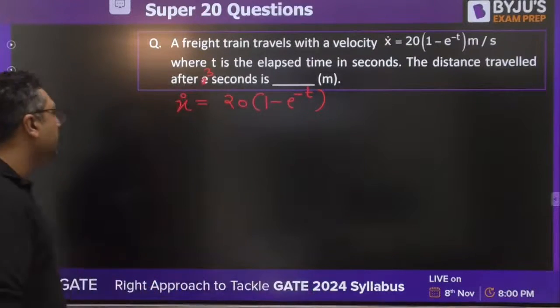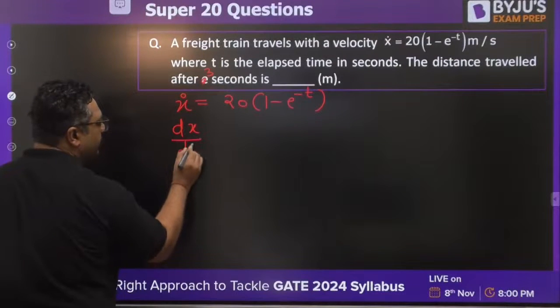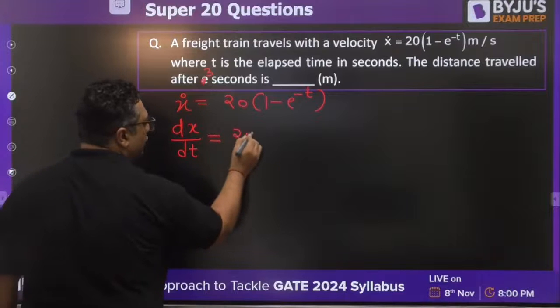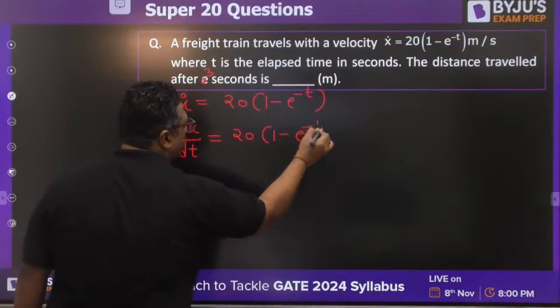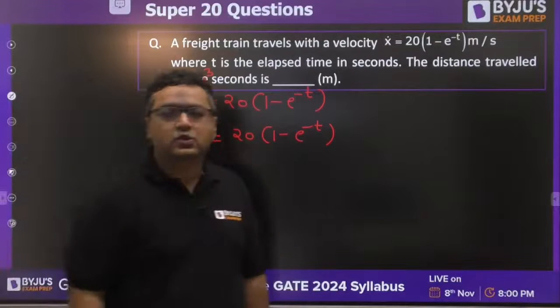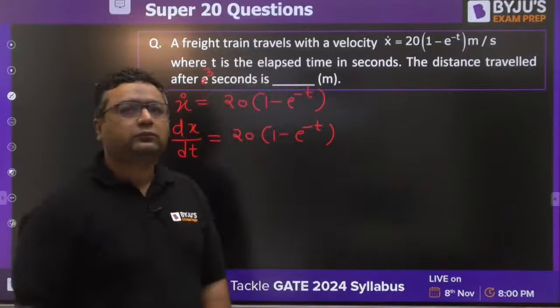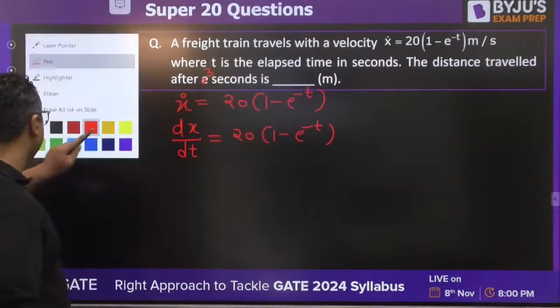So you can see they have given x dot. What do you mean by x dot? This is dx by dt. So you need to find out x. So just go for the integration taking dt there. Solve it and tell me the answer.